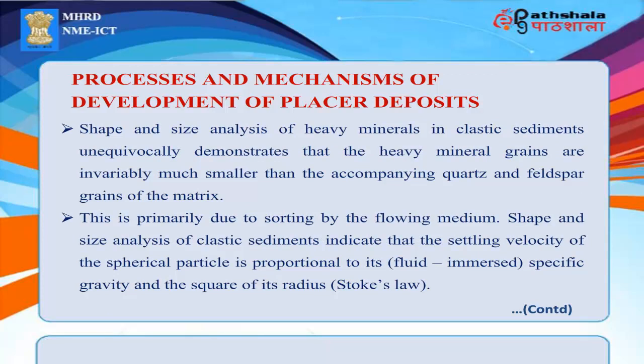Shape and size analysis of heavy minerals in clastic sediments unequivocally demonstrate that the heavy mineral grains are invariably much smaller than the accompanying quartz and feldspar grains of the matrix. This is primarily due to sorting by flowing medium. Shape and size analysis of clastic sediments indicate that the settling velocity of the spherical particle is proportional to its fluid immersed specific gravity and the square of its radius, which is Stokes' law.